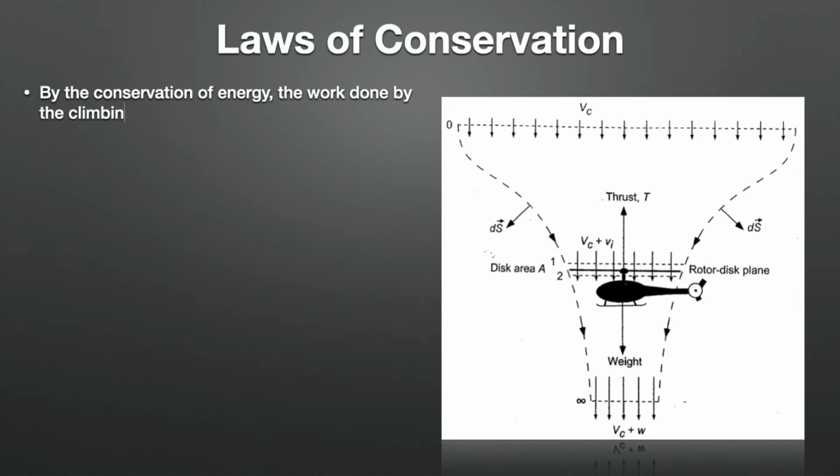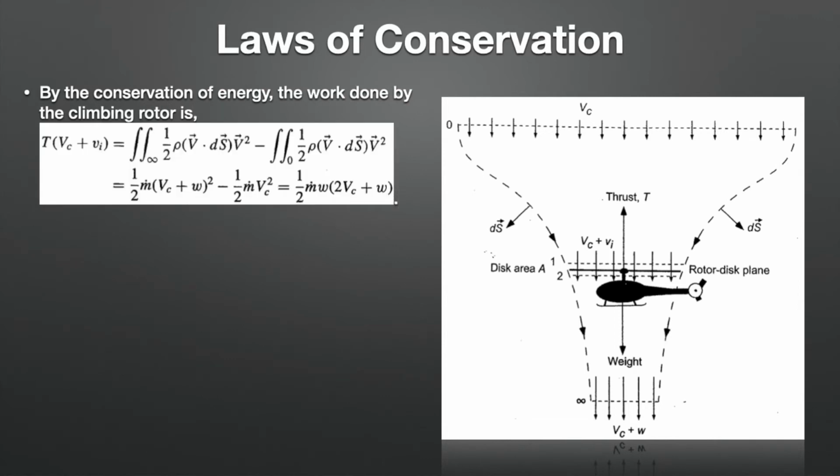By the conservation of energy, the work done by the climbing rotor is T into Vc plus Vi. You can refer to the same formula in the previous video, momentum theory analysis in hovering flight. By applying it to the problem of axial climb, you get the formula equal to 1 by 2 into m dot omega into 2Vc plus omega. That is your final formula for the work done by the climbing rotor.